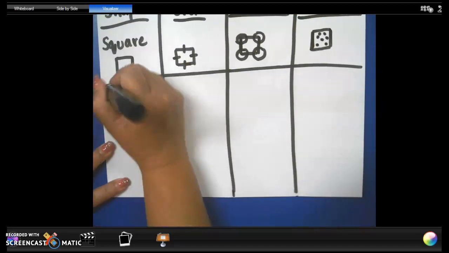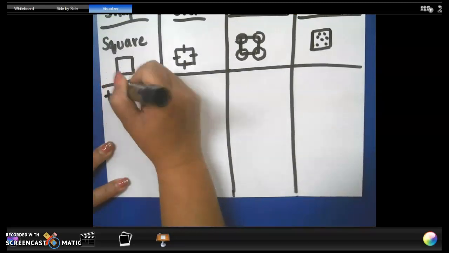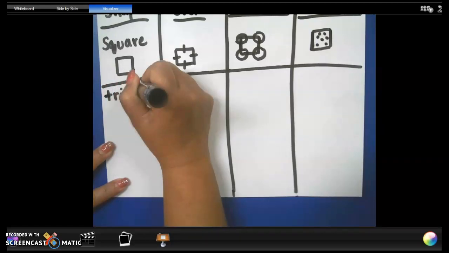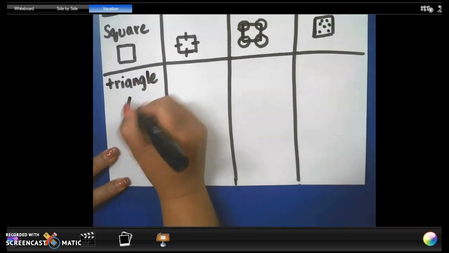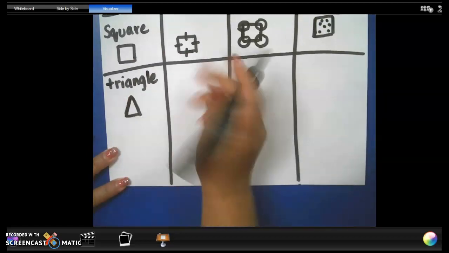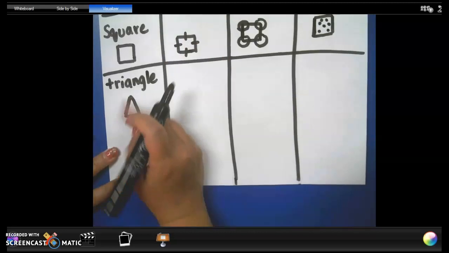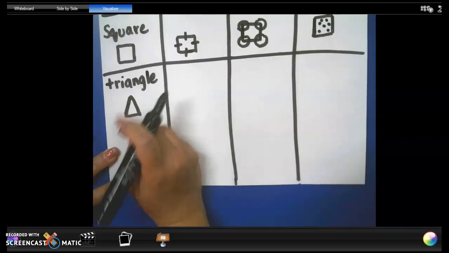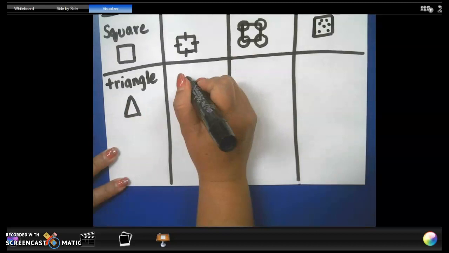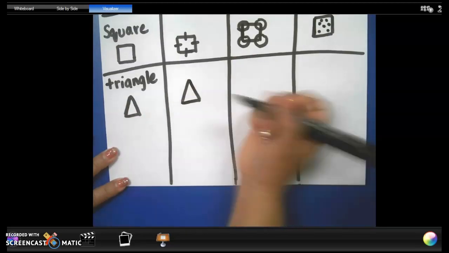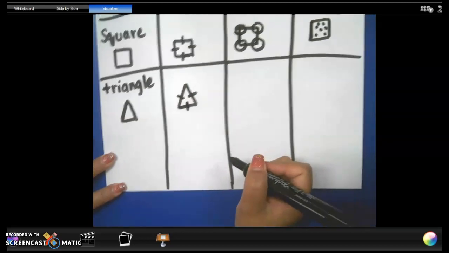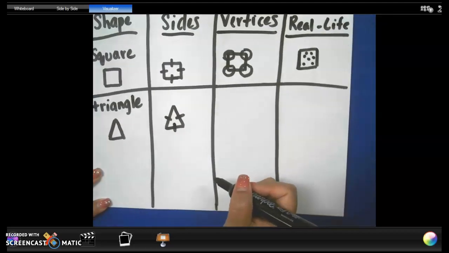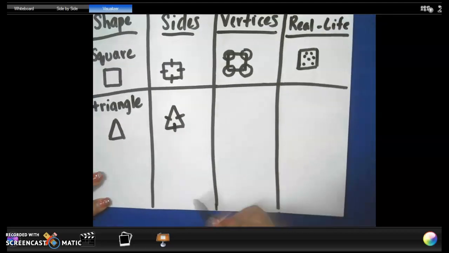Our next shape is a triangle. This is how you spell triangle. Okay, so I'm going to draw a triangle right here. There we go. Now we're going to count the sides. The sides are just the lines that go around it. So that's 1 side, 2 sides, and 3 sides. Okay? Now we're going to do the vertices. Remember, the vertices are just the corners or the points, the little points.